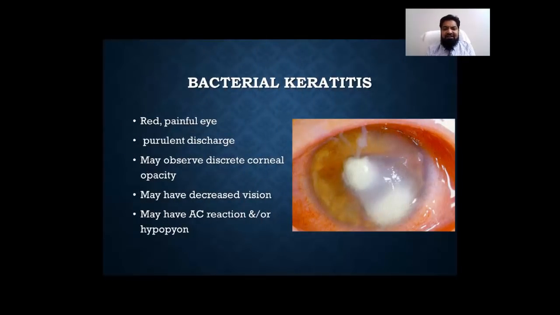Bacterial keratitis. When a patient comes with this problem and we examine, we see a red eye, purulent discharge, corneal opacity sometimes, and decreased vision, and sometimes reaction and hypopyon.